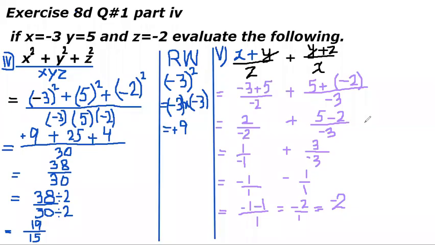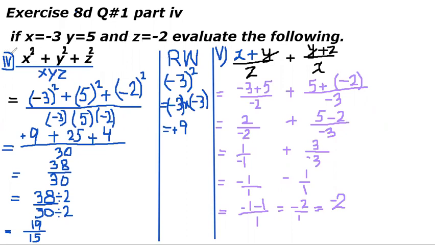Students, now we will do exercise 8D, question number 1, part 4. Question number 4 is x square plus y square plus z square upon x, y, z. This is in the fraction form. And the values are given: x equals -3, y equals 5, and z equals -2.